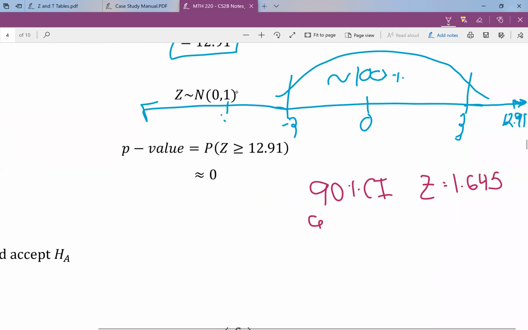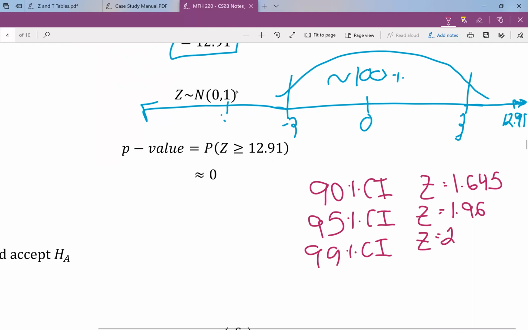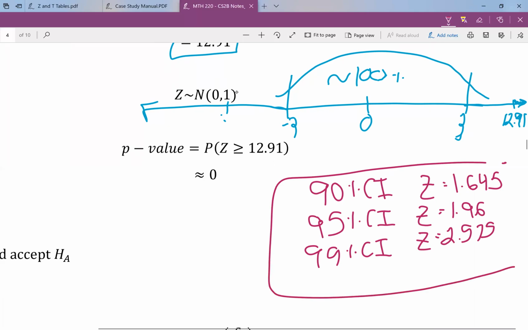Kind of remember these? Can you help me finish the rest? 95% confidence interval gives a z of 1.96. 99% confidence interval gives a z of 2.575. Okay, and these are set values when we are talking about z, okay? Different for t, always the same for z.